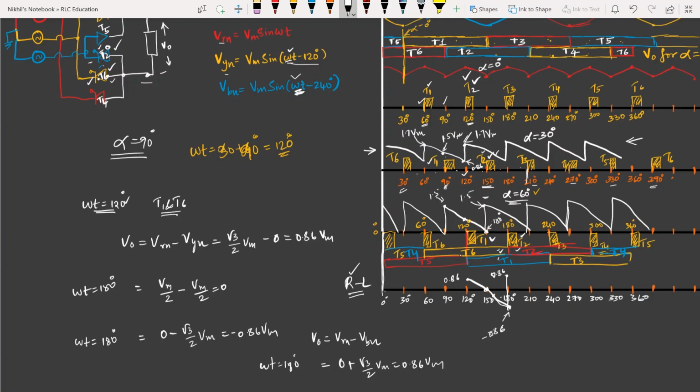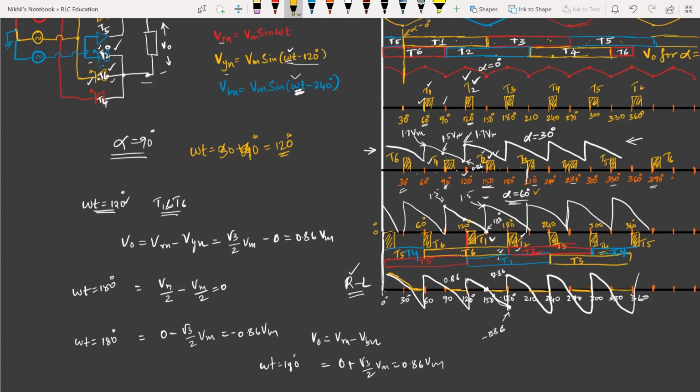So if you observe, the waveform will be like this. This is how the output voltage waveform will look. Suppose it was an R load only, then the output voltage would be 0 again for some finite duration. For up to 30 degrees, the output voltage would have been 0 for an R load.